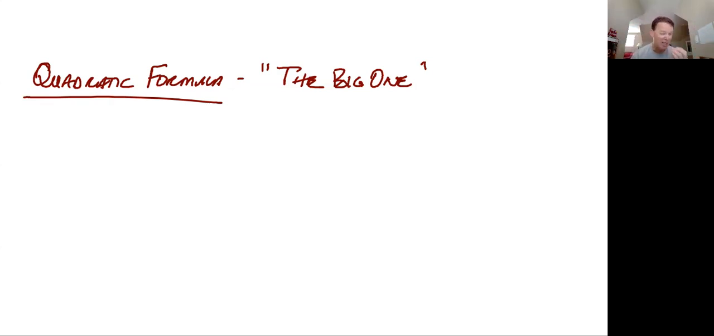But as I've mentioned, and I didn't really show these to you specifically, there are some situations that are really, really complicated, even when you try to complete the square. And so we need something even bigger. So we are going to deal with this thing called the quadratic formula. And I call it the big one. I want to sort of share this with you here.